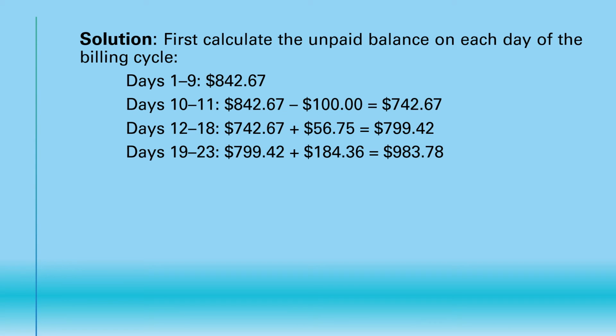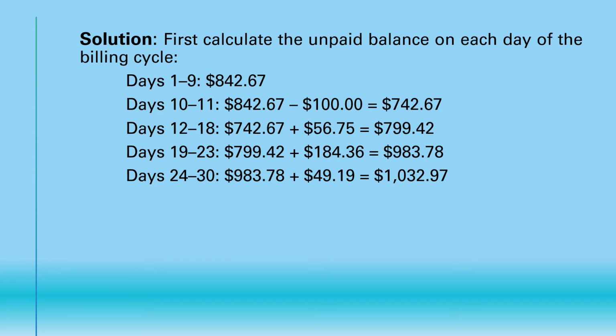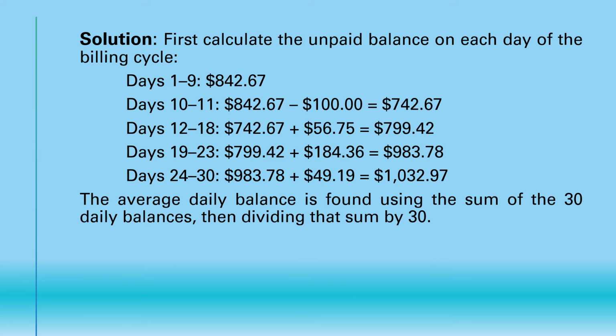Between the 19th day and the 23rd day, he has purchased another $184.36. So $983.78 will be the daily balance for these days. And in the same way, between days 24 and 30, there are purchases made. So $1,032.97 will be the balance during those days.